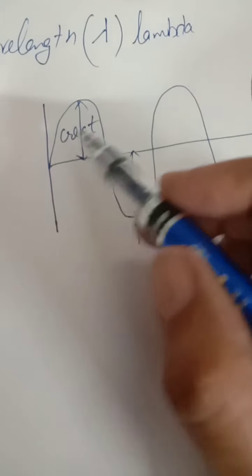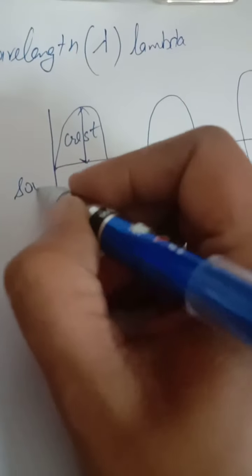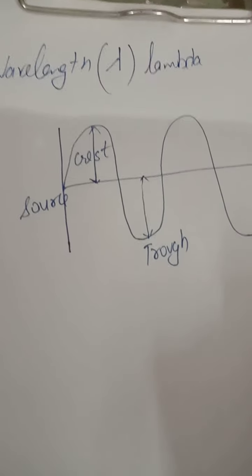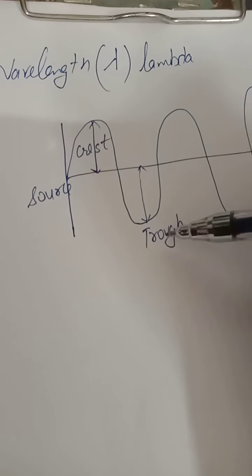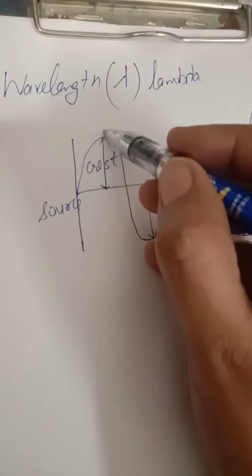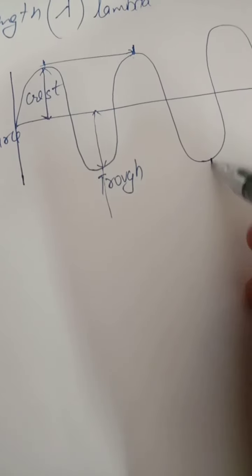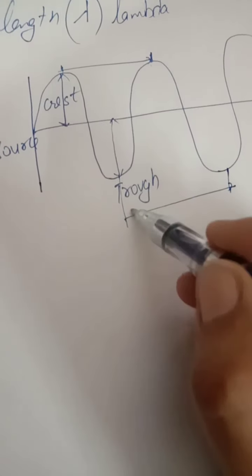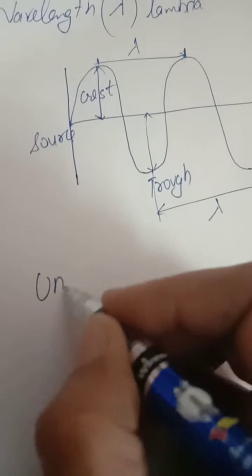That is the crest, and this one is the source of that wave. So now what is wavelength? The height of the wave is the crest, and its depth is the trough, meaning mountains are crests and valleys are troughs. Now the distance between two consecutive crests, or between two consecutive troughs, is measured by wavelength, that is its wavelength lambda. Now what are its units?